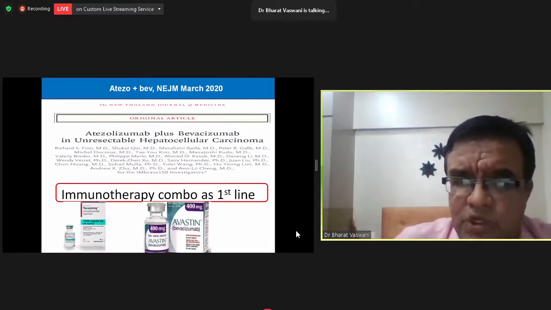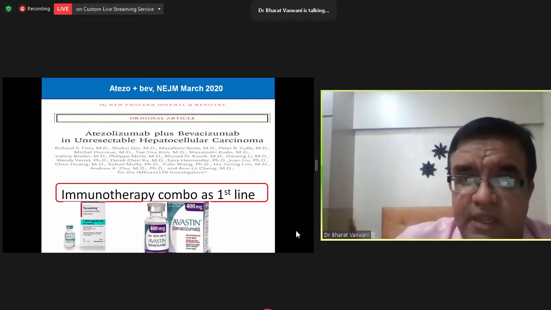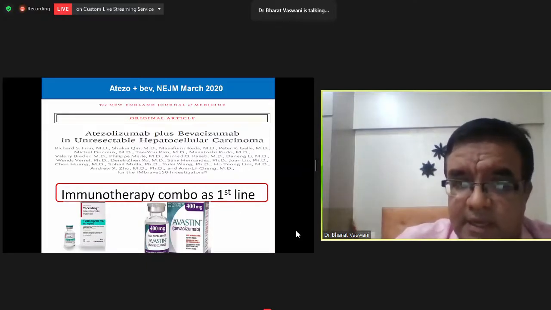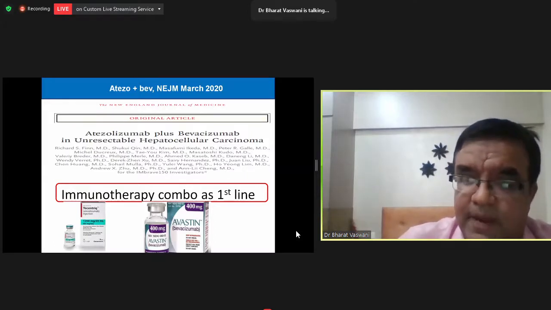Let me start with my dual combination and the blockbuster study, probably the most important study in HCC in the year 2020. That was presented in NEJM in March. Combination of Atezo plus BEV in unresectable hepatocellular carcinoma.